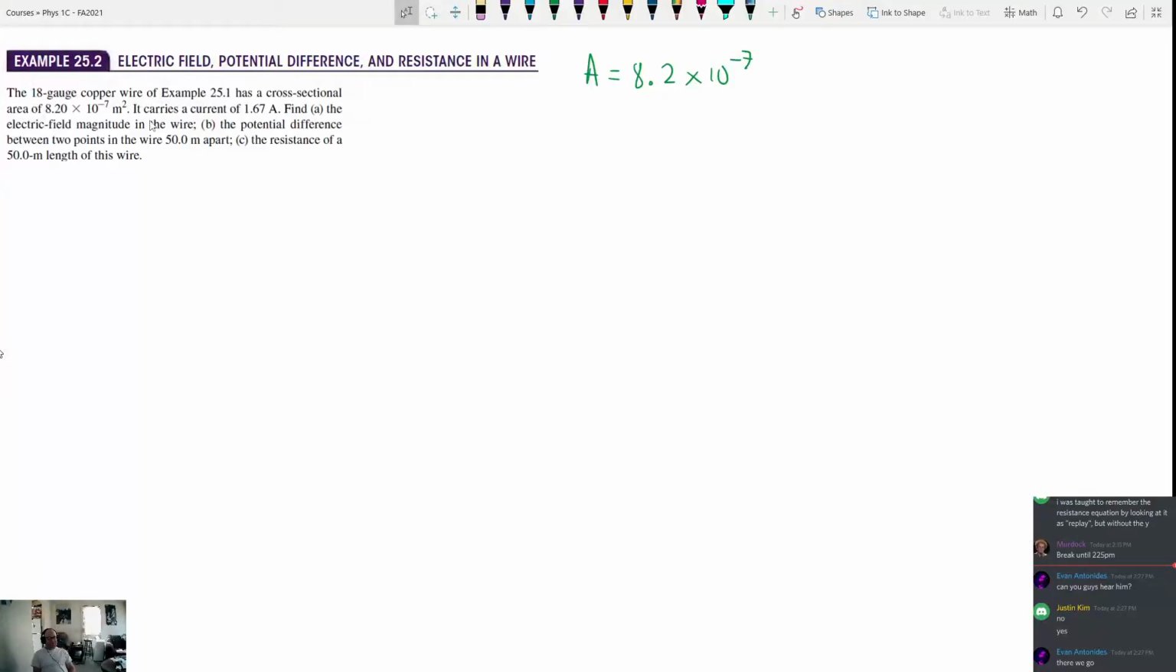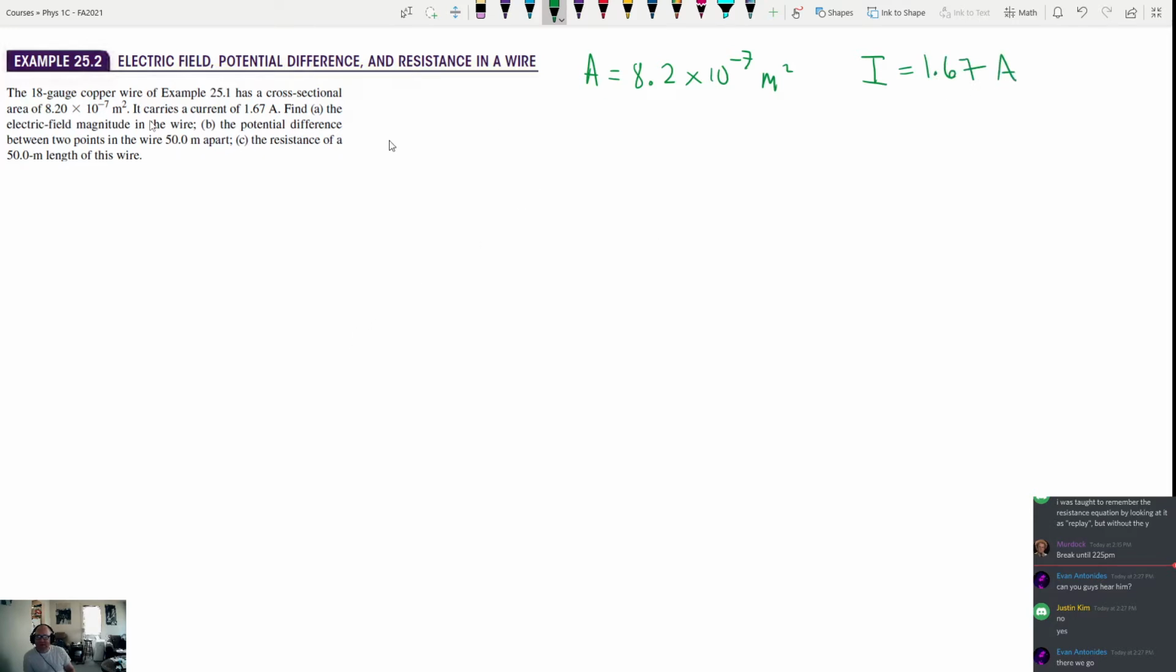All right, this is the second hour of Physics 1C for October 11th. So we're going to solve this problem that's related as an application of what we just learned. What we have here is an 18 gauge copper wire. It has a cross-sectional area of 8.2 times 10 to the negative 7 meters squared. It carries a current of 1.67 amps, I equal to 1.67 amps.